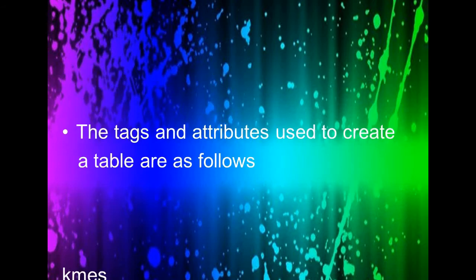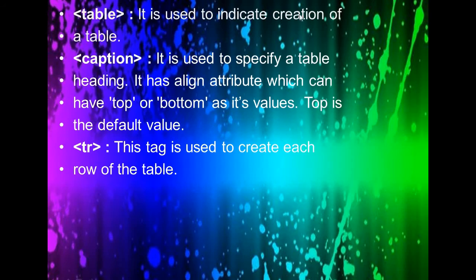Tags and attributes used to create a table are as follows. There are many tags, and attributes of those tags, which are used under the table tag. The first one is table. It indicates creation of a table. Then the second one is caption. It is used to specify a table heading. It has an align attribute which can have top or bottom as its value. Top is the default value. In the practical, I will explain what a caption is.